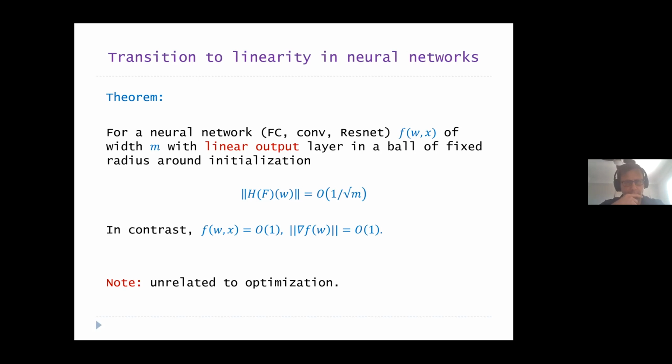You can show that for a neural network, this is joint work with my students, for a fairly wide class of networks of width M with a linear output layer. Linear output layer is actually very important here. You have the Hessian norm is of order 1 over square root of M in a ball of radius, let's say, 1 or 4. So only the Hessian gets small. What actually happens is that f stays the same, and the gradient and the tangent kernel also stay the same. And an important thing to notice, which is not really observed in the literature so much, is that this is unrelated to optimization. It's actually a property of the function space itself.